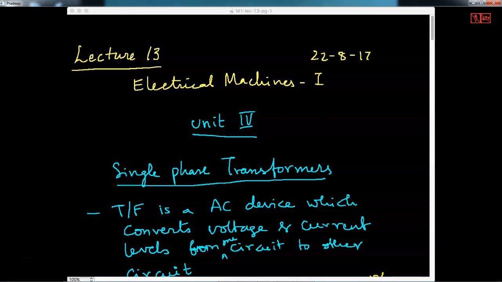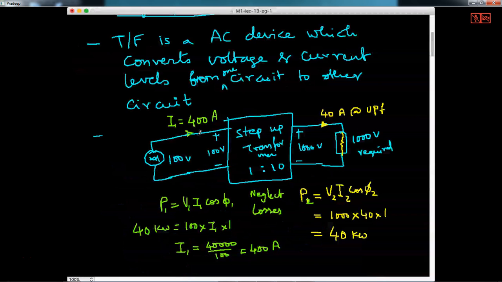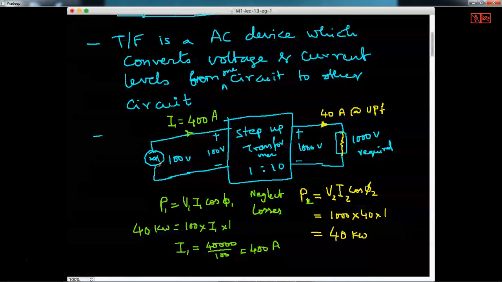Here in the diagram you can see the input side voltage is less, and on the output side the current is 40 amperes and the voltage is 1000 volts. You notice that voltage has increased from 100 to 1000, whereas current has decreased from 400 to 40. So in effect, the transformer converts voltage, and in the same ratio the current is reduced. If voltage is increasing, current is reducing, so that the product power VI cos phi remains the same.